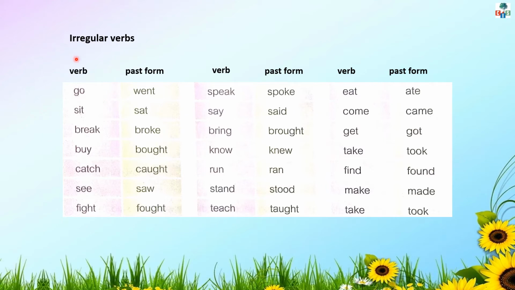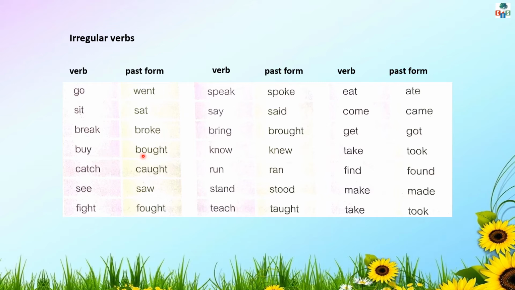Some verbs change a lot in their past tense. Those are irregular verbs. Let us have a look at them. Here, in the first column, the base form of the verb is given. Go, sit, break, buy. And when we change it into their past form, they totally change. Go changes to went, sit changes to sat, break changes to broke, buy changes to bought.